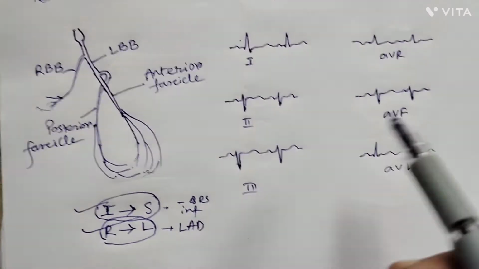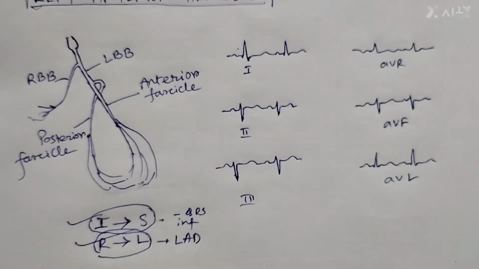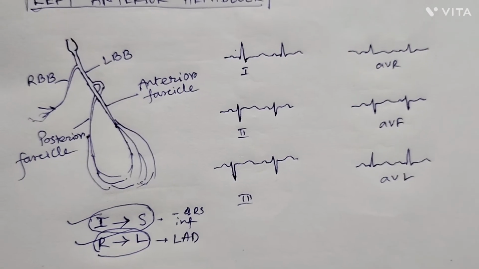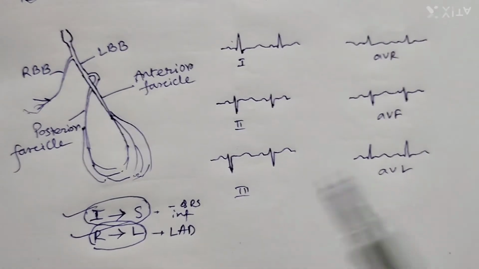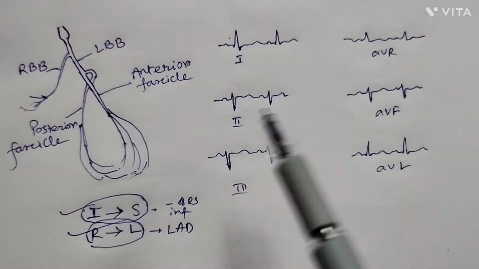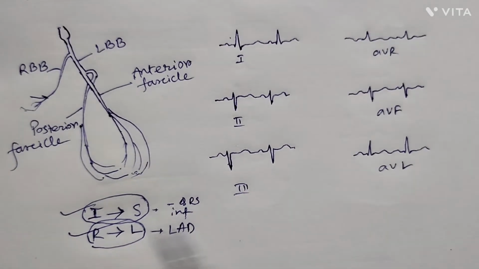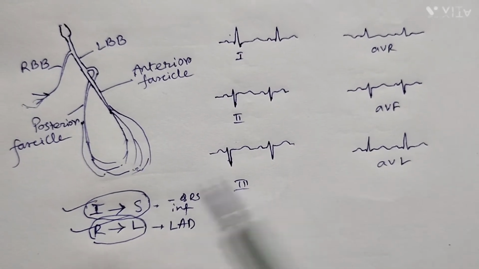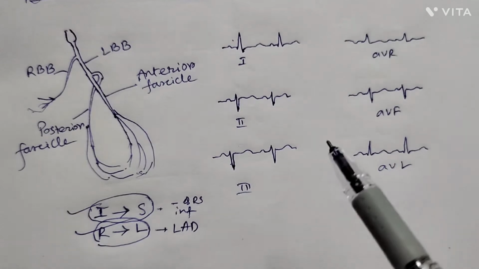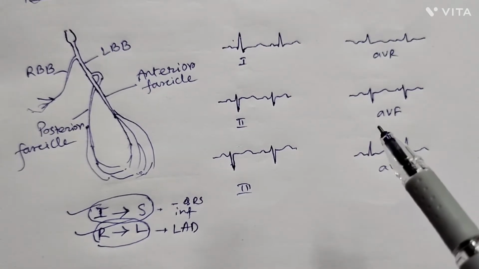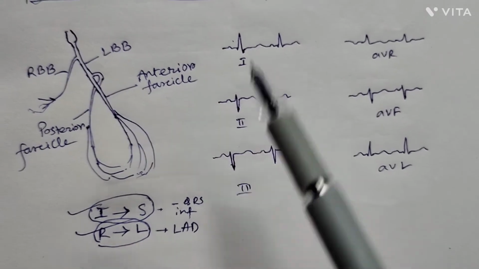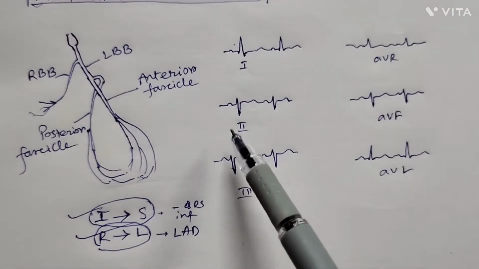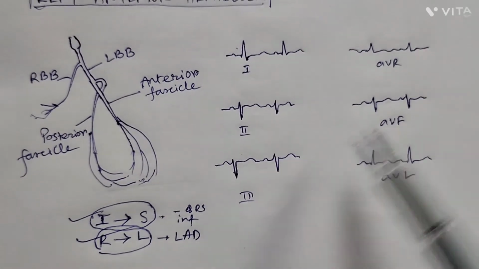If we take a look at the ECG now, lead 1, lead 2, lead 3, aVR, aVF, aVL. We can see that the inferior leads, lead 2, 3 and aVF, have a net negative QRS complex, just as we discussed previously. The QRS complex in lead aVF is negative, and the QRS complex in lead 1 is positive, and in lead 2 it is also negative. So there is left axis deviation.